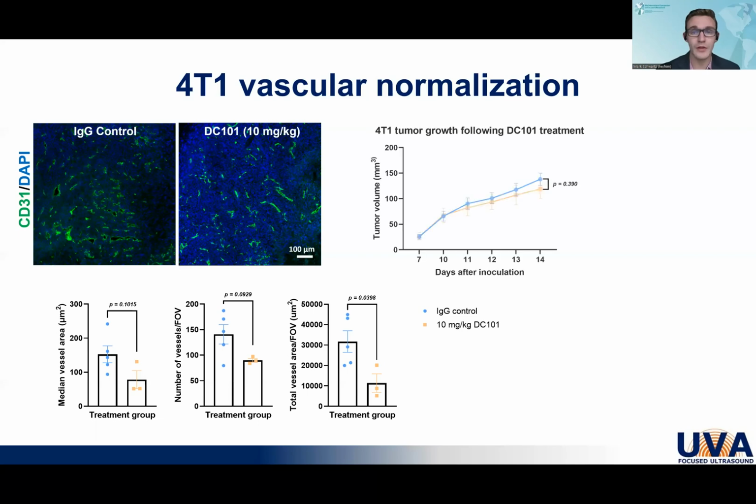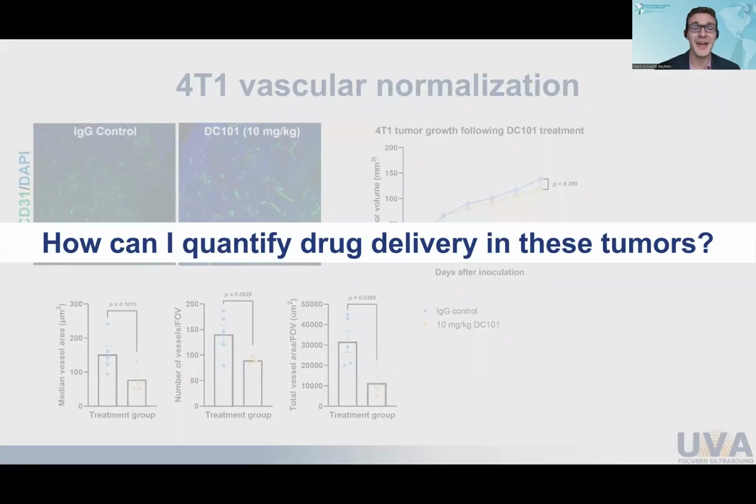And we found that in a larger sample of 15 mice per group, although there was a trend towards growth control, there was not a significant growth control effect of the DC-101 treatment dose that we administered. This begs the question, how can we quantify drug delivery in these tumors, even if we've already gotten to a point where vascular normalization, at least by the metrics we used, seems to have been achieved?